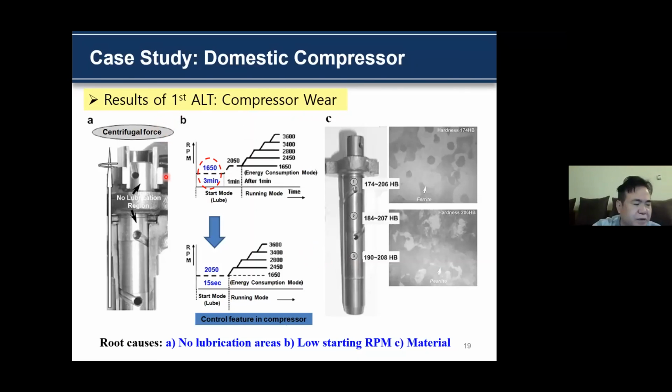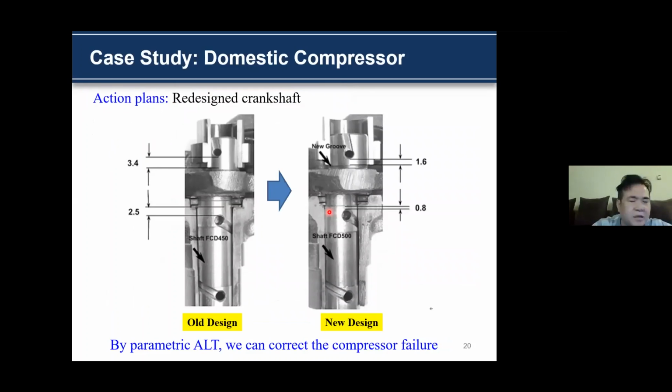The crankshaft wear in the first ALT came from the no-lubrication region, no starting, RPM, and the material of the compressor shaft. As an action plan, we redesigned the crankshaft, changing the dimension, adding a new groove, and changing the material. And by parametric ALT, we can correct the compressor failure.